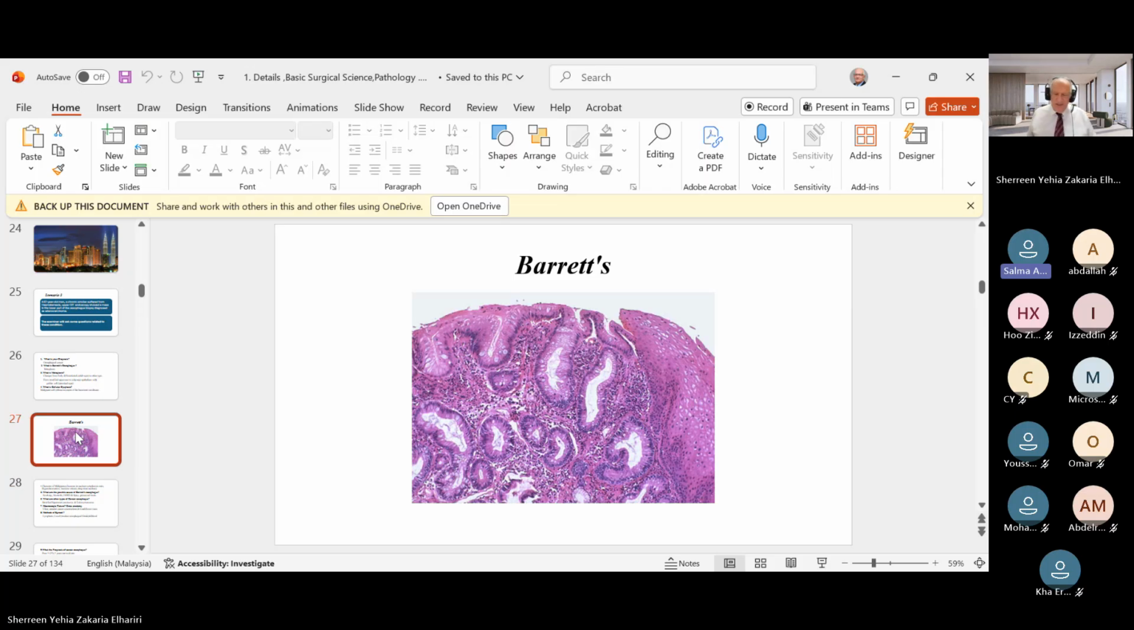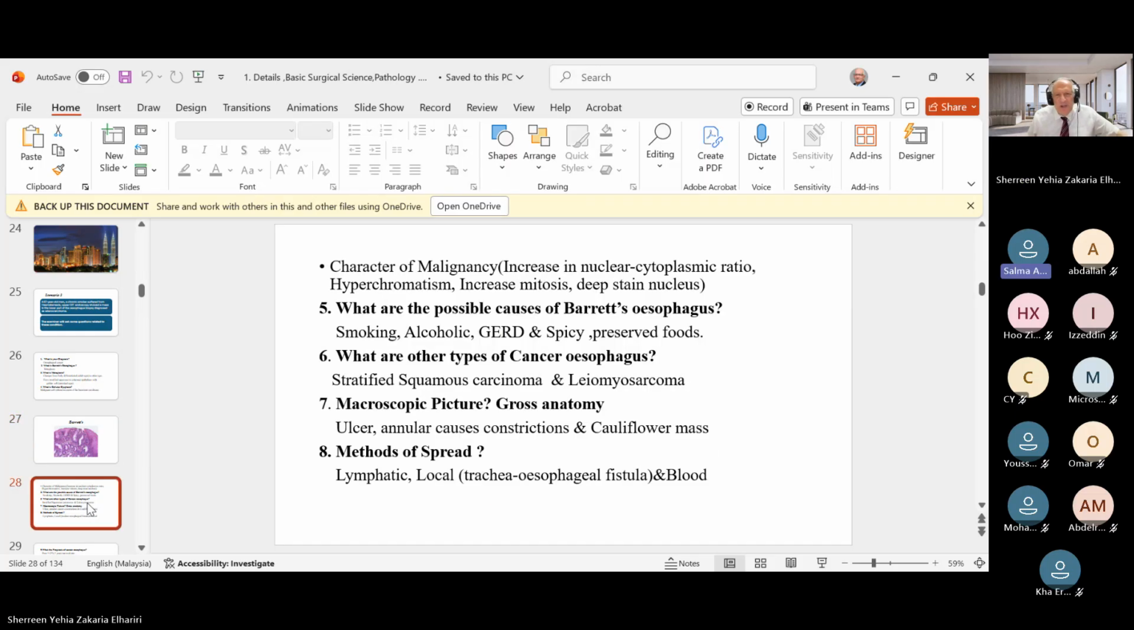Adenocarcinoma, which is the most common type, and other types like squamous cell carcinoma due to long-standing irritation. Actually, squamous cell carcinoma is not due to long-standing irritation. Squamous cell carcinoma can happen because the lining is stratified squamous. If it arises from smooth muscle, what do we call it? Leiomyosarcoma, of course. So we have stratified squamous, we have adenocarcinoma, we have leiomyosarcoma.